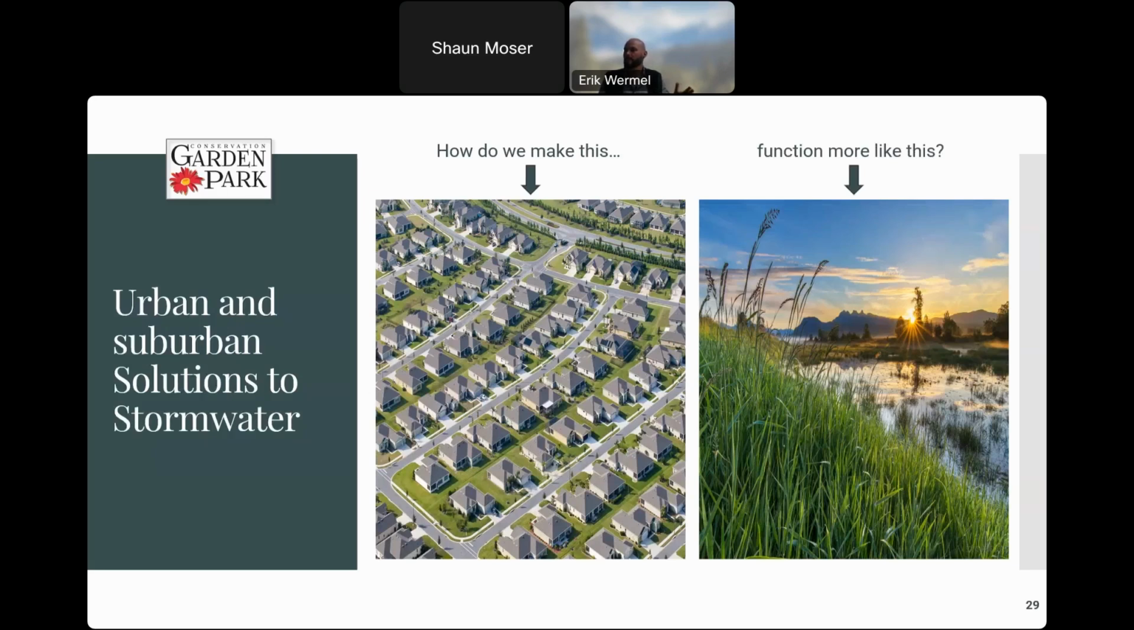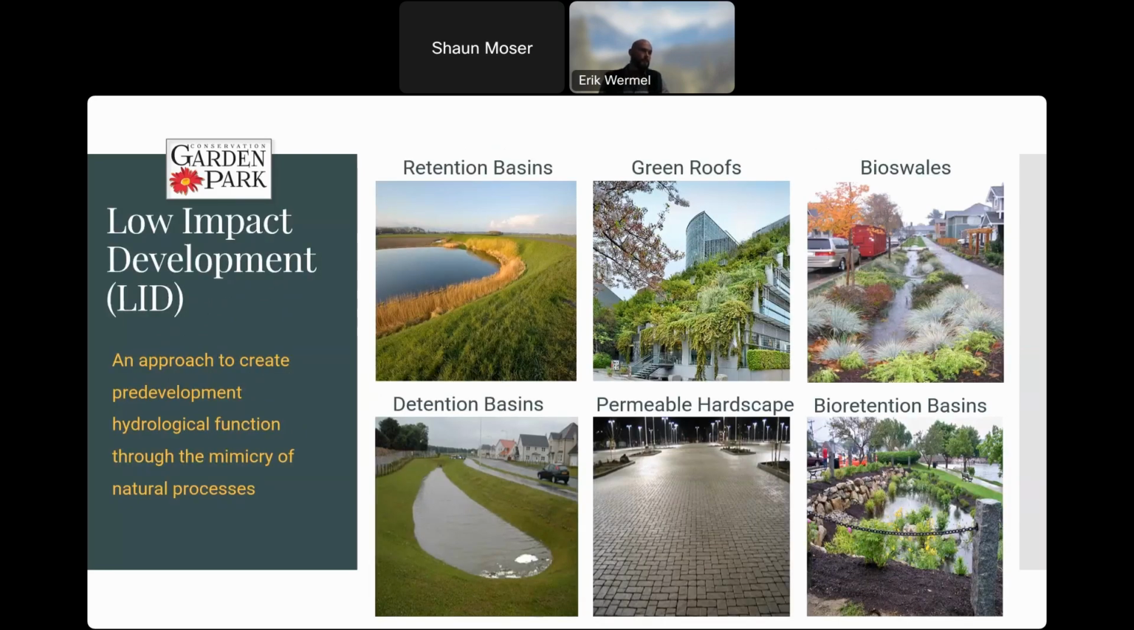So we're trying to rebuild natural function in the land to slow water down, let it soak in, filter out pollution, and treat rain as a resource, not as a waste product. How do we do that? So the way that we do that is low impact development. And this is an exciting change in our approach to how we manage the water that falls on our systems. It's defined as an approach to create pre-development hydrological function through the mimicry of natural processes.